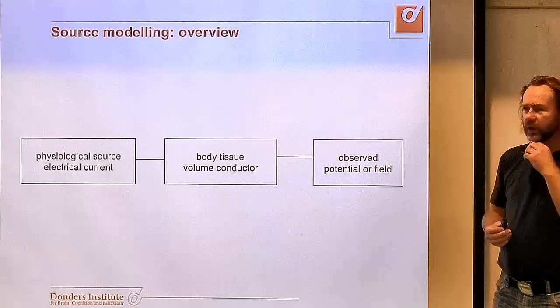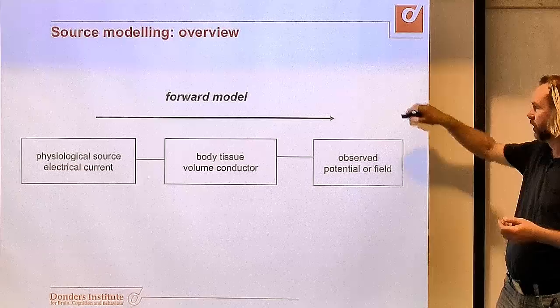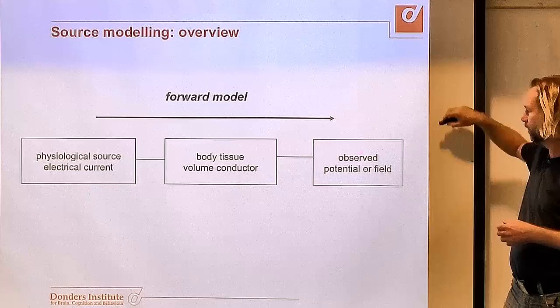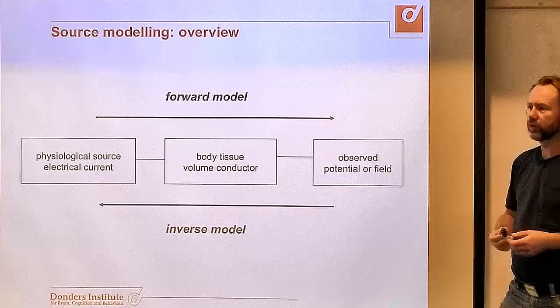We have the forward model. So starting from the physiological sources, using the volume conductor, we can solve the forward model and we can make a model for the observed potential or field. And that also means that given the observation that we have and using the forward model, we can try to infer the physiological sources underlying our data.